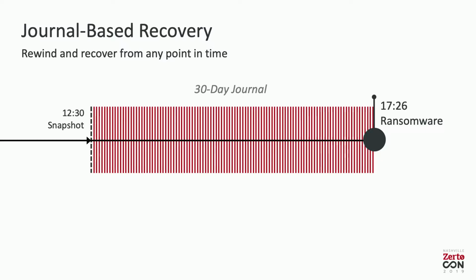Your last snapshot was at 12:30. Well, you just lost 5 hours of data. Now, if you start thinking about man hours and things like that, if you have 100 people working, 100 people times 5 hours, it's 500 hours.